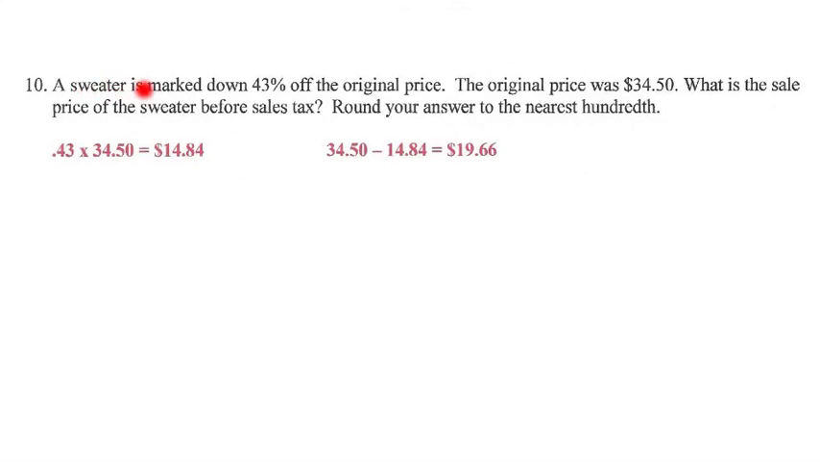Number 10. A sweater is marked down 43% off the original price. The original price was $34.50. What is the sale price of the sweater before sales tax? Round your answer to the nearest hundred. So here you have to take 43% of $34.50, which is $14.84, and you have to subtract it from the original price, and so the sale price is $19.66.